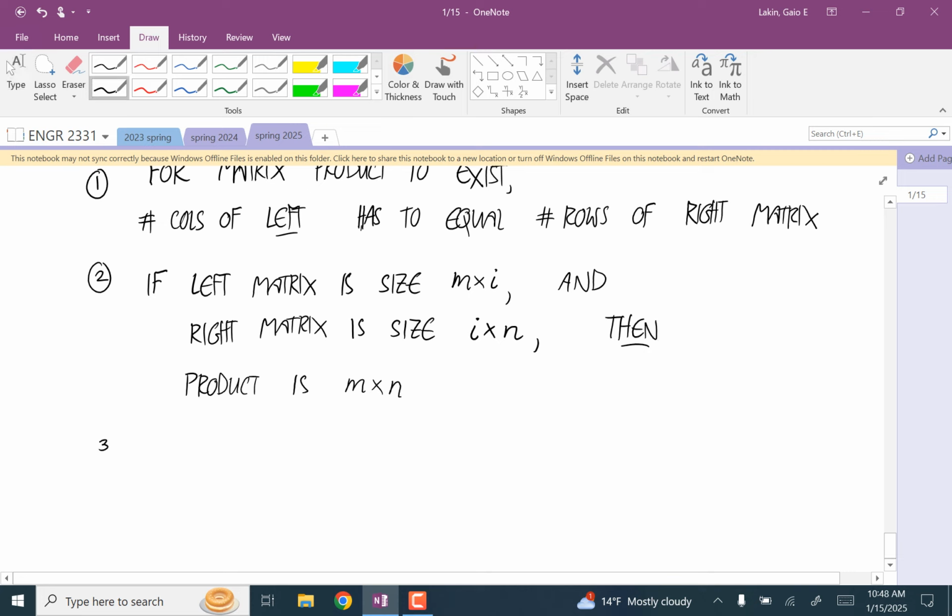The third thing to remember is that order matters. A times B is not equal to B times A in general. And A times B can exist, and that doesn't even guarantee that B times A exists.